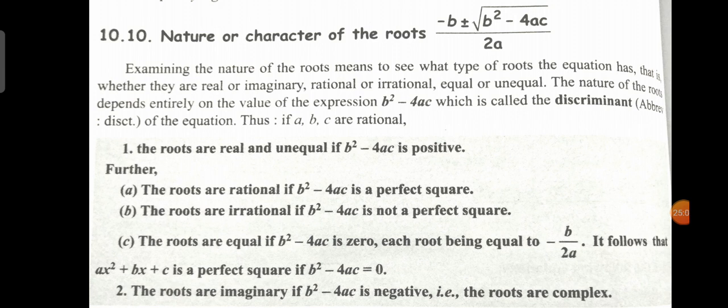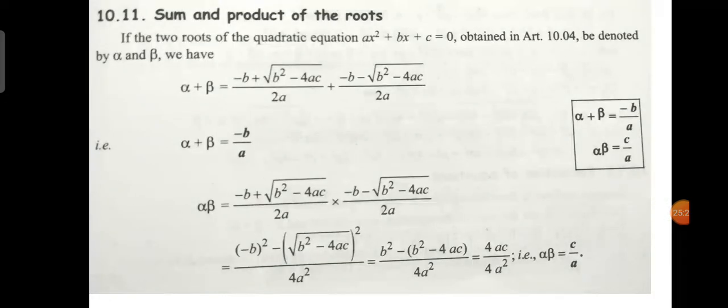Next, the second one: the roots are imaginary if b square minus 4ac is negative. If the discriminant is negative, the roots are imaginary, that is, they are complex numbers. So this is the important nature of the roots, which depends on the discriminant of the equation. This is the important one.